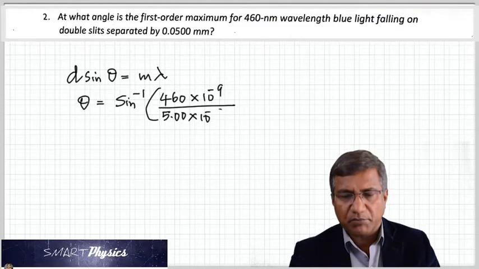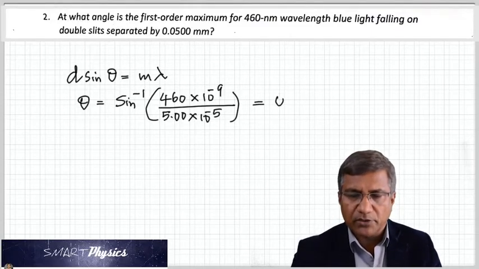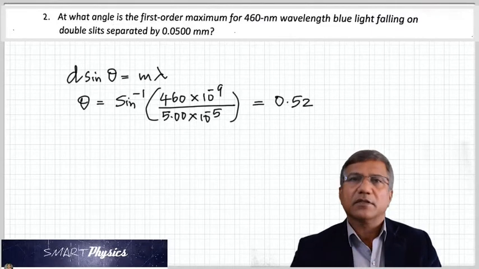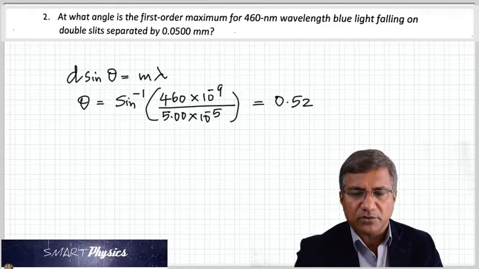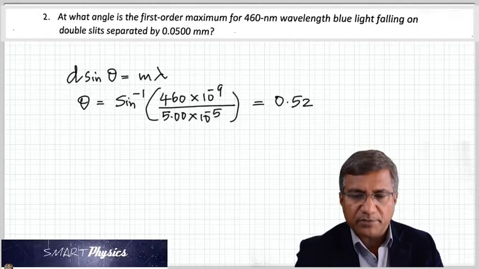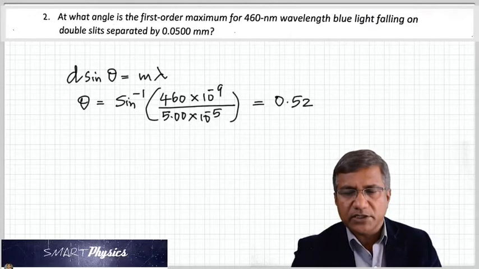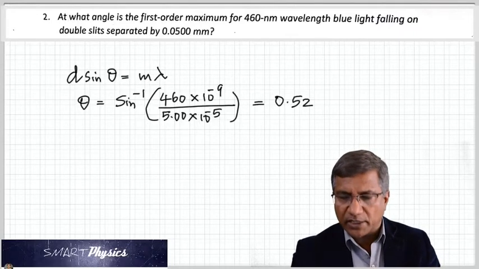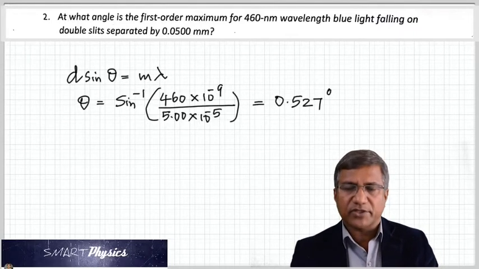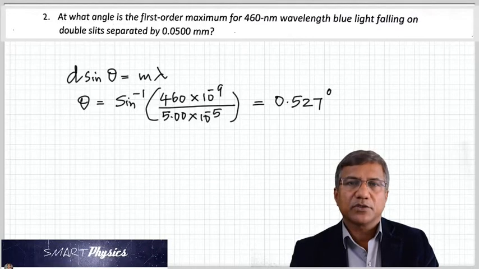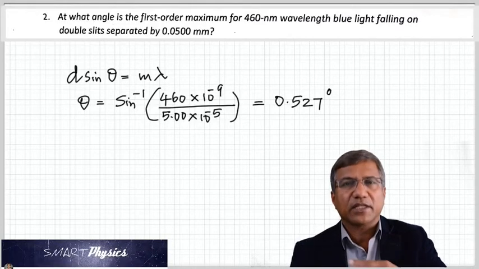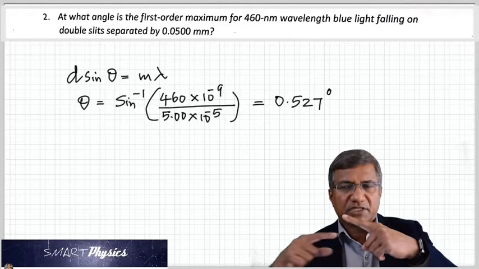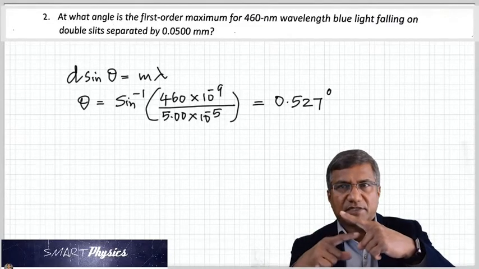M lambda by d. And you're like, oh, what is missing? Where is m? M is 1 because it says first order. So I did not put it there. Times lambda by d. And d is in millimeter, you got to change it into meters. And then you get 0.527 degrees. So it's at that angle that you get the first order maximum from the center. So if the center is here, it's that tiny angle.